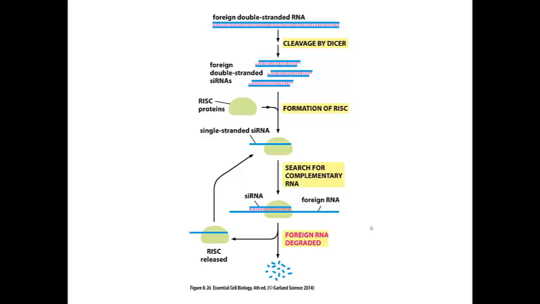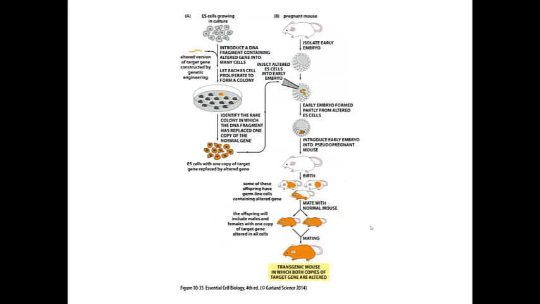Okay, so this is commonly done in plants. It's also done in C. elegans and some other animals as well. But it's definitely a useful way to make a knockout of a gene of interest and to do reverse genetics that way. Another way reverse genetics is done is through creating a knockout mouse.